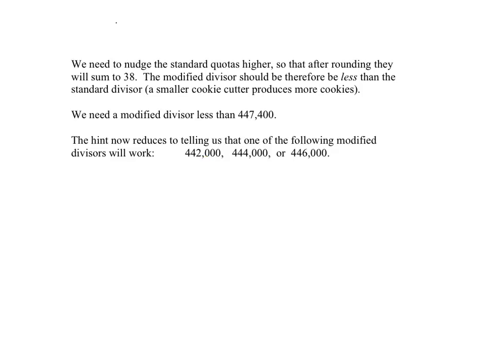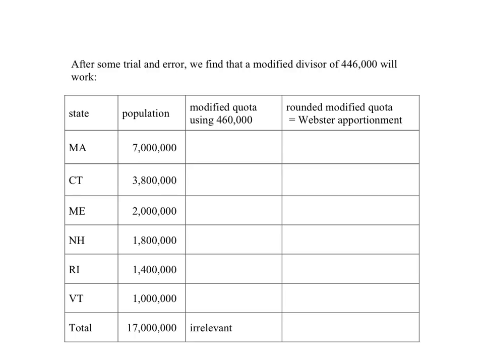The hint also contained a few candidates that were greater than the standard divisor. We can now throw those out. We can cross them off the list. So our hint boils down to picking one of these 3. After some trial and error, in practice not too much trial and error, it turns out that of the modified divisors on that list, 446,000 does actually work. The others, it turns out, don't. But this one does work.